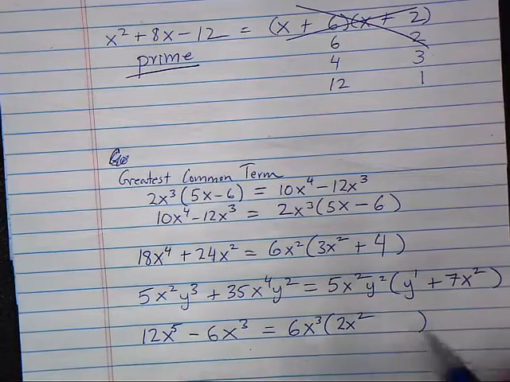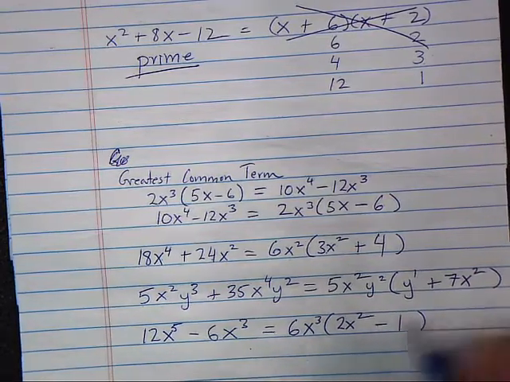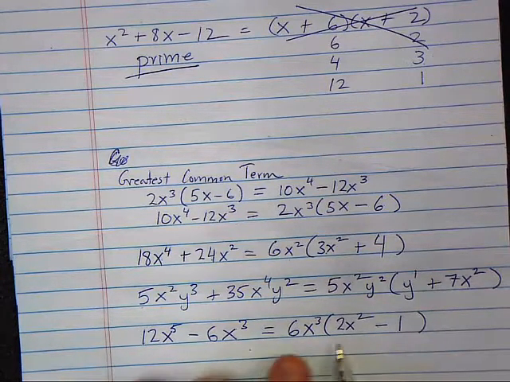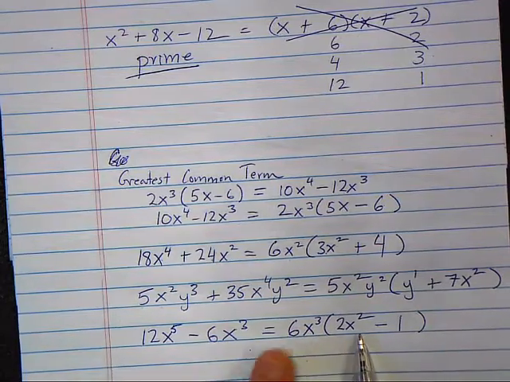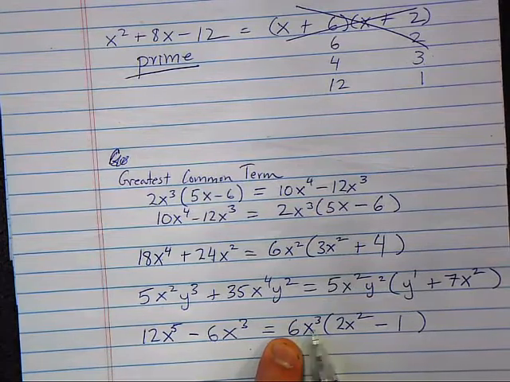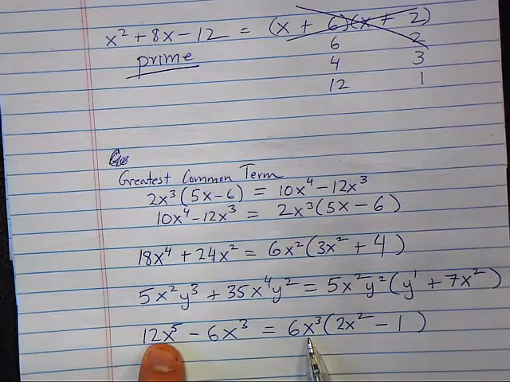minus 1. Very good. And many people will forget that minus 1. Where did that minus 1 come from? From the 6x cubed. Okay. The 2x squared, that one's pretty easy. 6 times 2 gives me the 12. X squared times x cubed gives me x to the 5th.